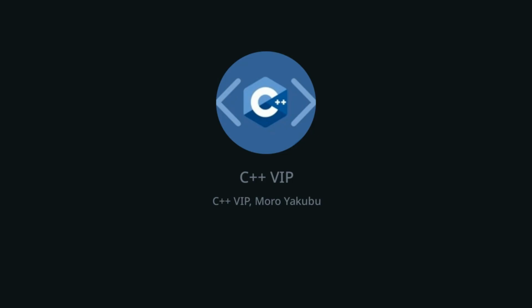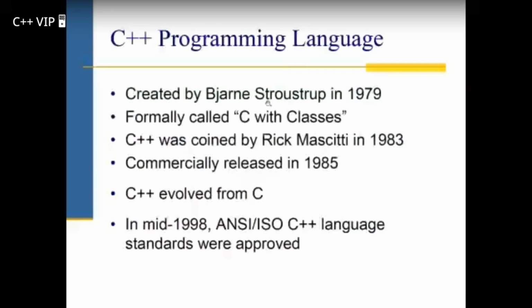So it was founded in 1979 by Bjarne Stroustrup. The name C++ was coined by Rick Mascitti in 1983. It was commercially released in 1985. And C++ evolved from C, as we said.